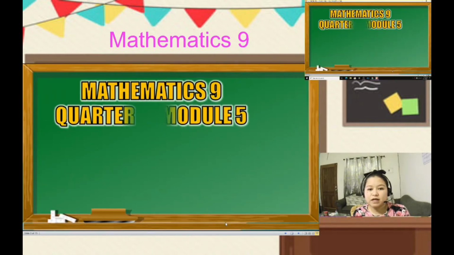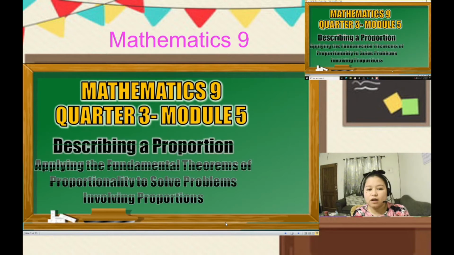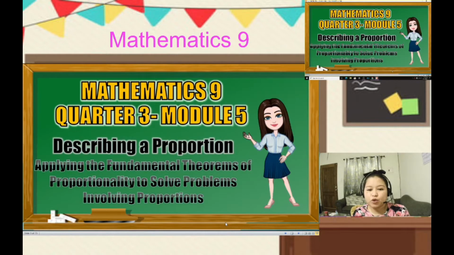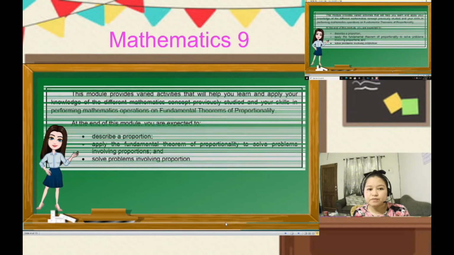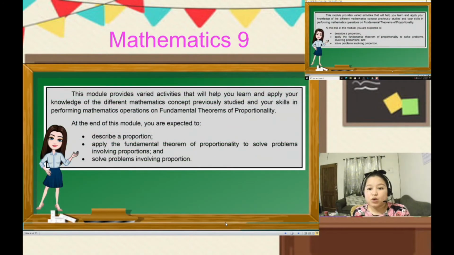So Mathematics 9 Quarter 3 Module 5 is all about describing a proportion and applying the fundamental theorems of proportionality to solve problems involving proportions. So at the end of this module, you are expected to first describe what is a proportion, second, apply the fundamental theorem of proportionality to solve problems involving proportions, and solve problems involving proportions.